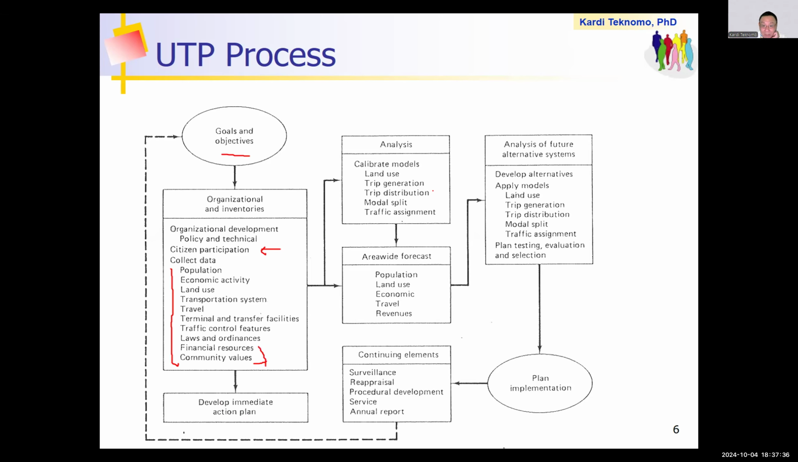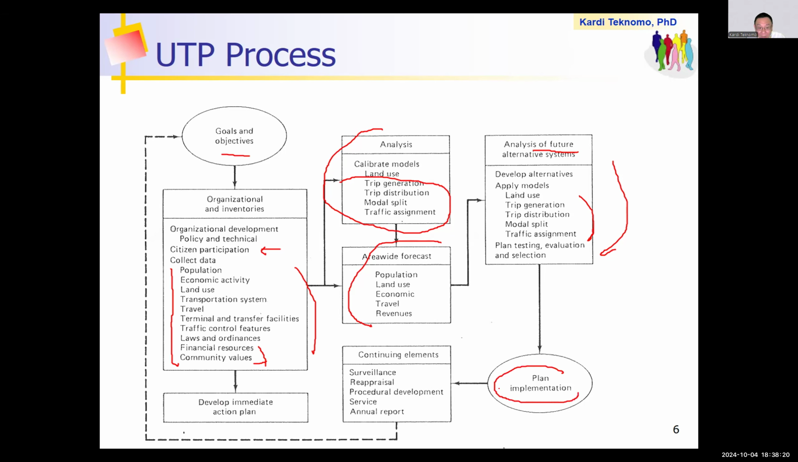Then in terms of analysis, the one that we discussed in the class is this part: trip generation, distribution, modal split, and traffic assignment. Based on the data that you have, you forecast the population, land use, economic activity, and so on. Connected to this model, you can then create an alternative system. Again, in the future, what will happen? Because you already forecast, you apply the same model, and then create a plan for implementation.